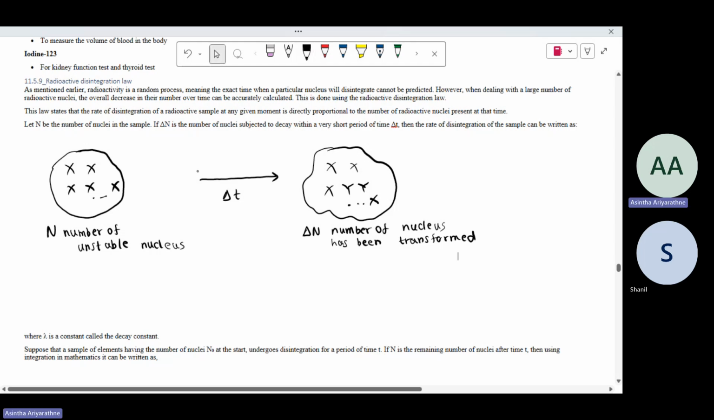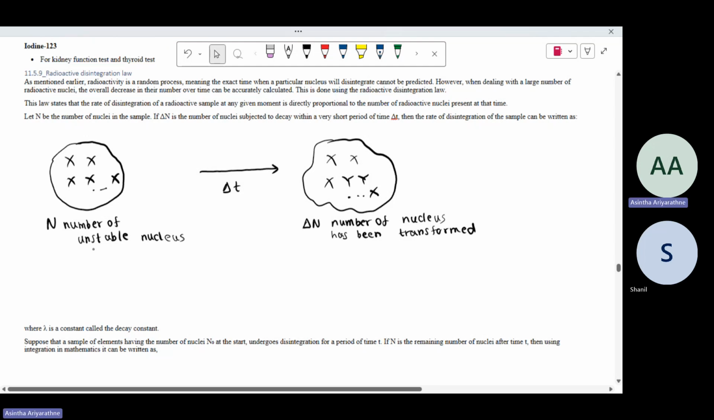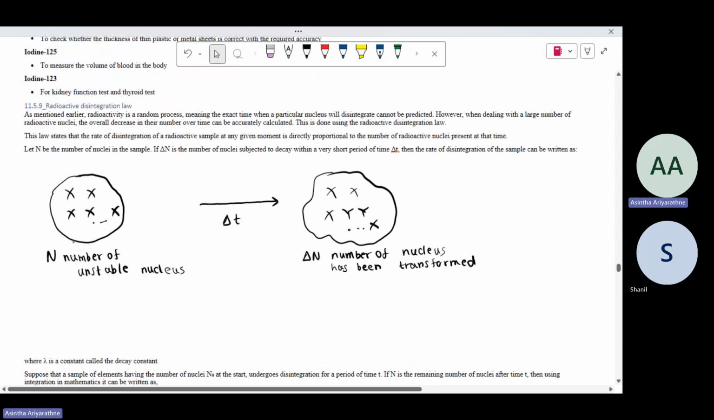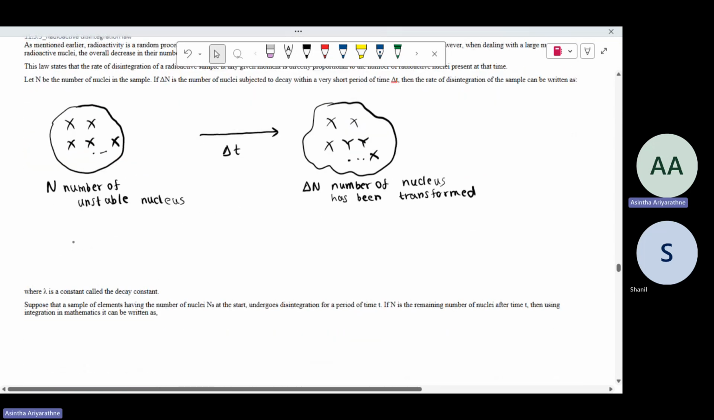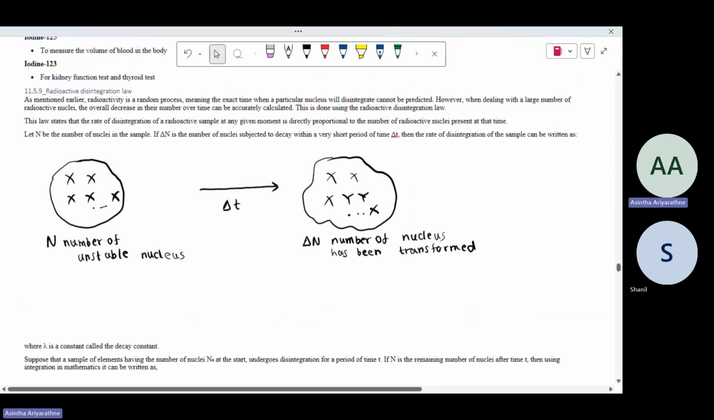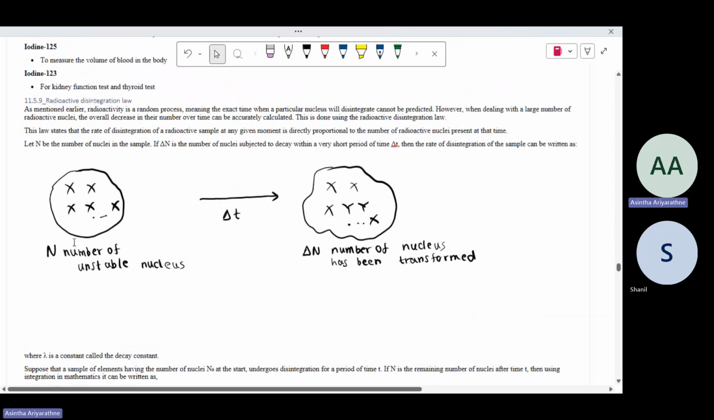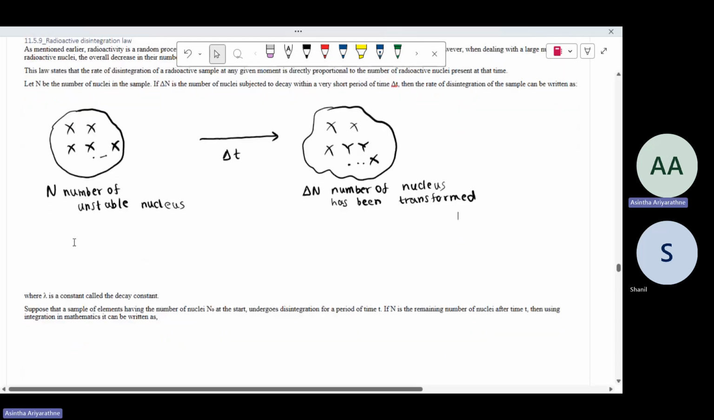Right. So this phenomenon is basically called disintegration. That transformation from an unstable nucleus to a stable nucleus is called disintegration. The scientists have found that the rate of disintegration of a radioactive sample at any given time is directly proportional to the number of radioactive nuclei present at that time. Right?